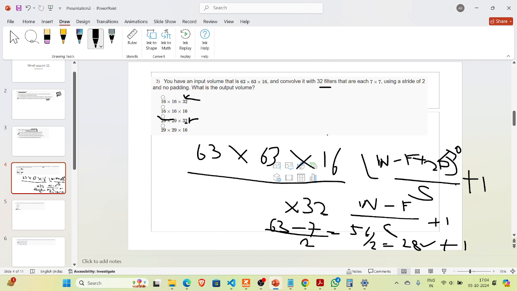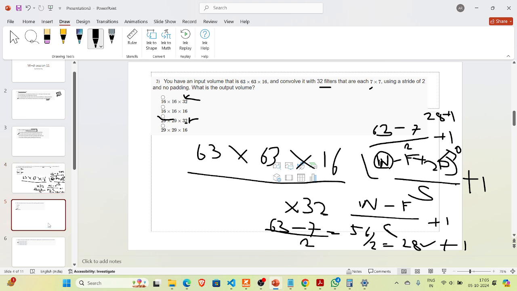Next, W is the size of the image, that is 63, right? And the filter size is 7. P is no padding, so 0, divided by stride 2, and plus 1. How much is 56 by 2? 28, plus 1 is 29. The size of the image is 29 cross 29, and 32 is the depth. Got it, sir. Thank you.